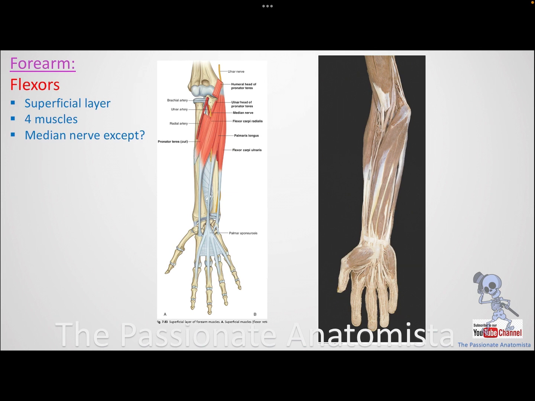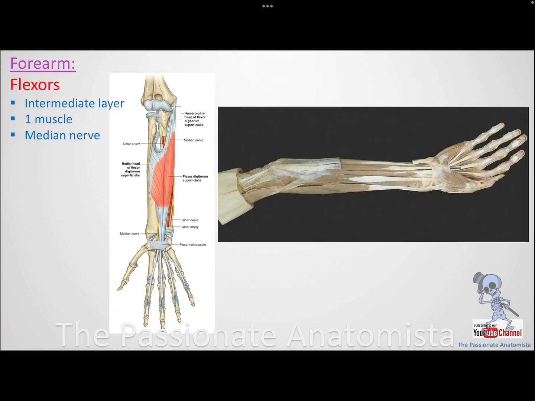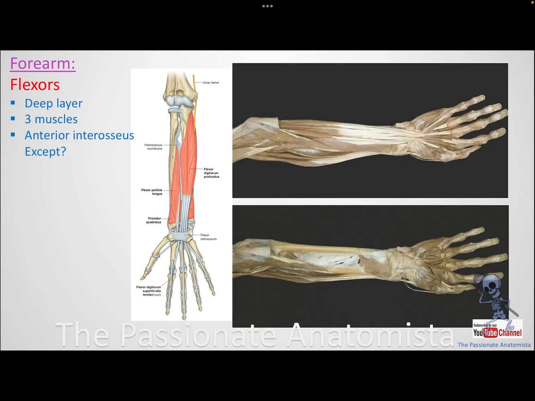Everything anteriorly is median. If it's superficial, it's median itself. If it's deep, remember, we said that whenever we are deep, we are splitting and giving a deep branch, and we're going to call it the anterior interosseous nerve. So let's reach the deep and talk about that.